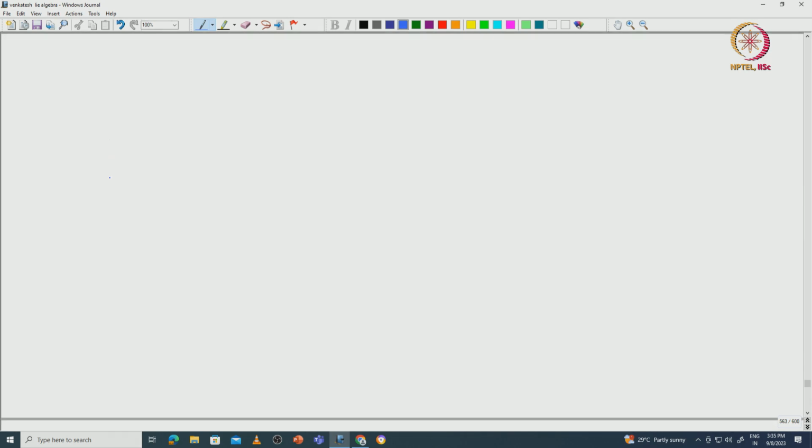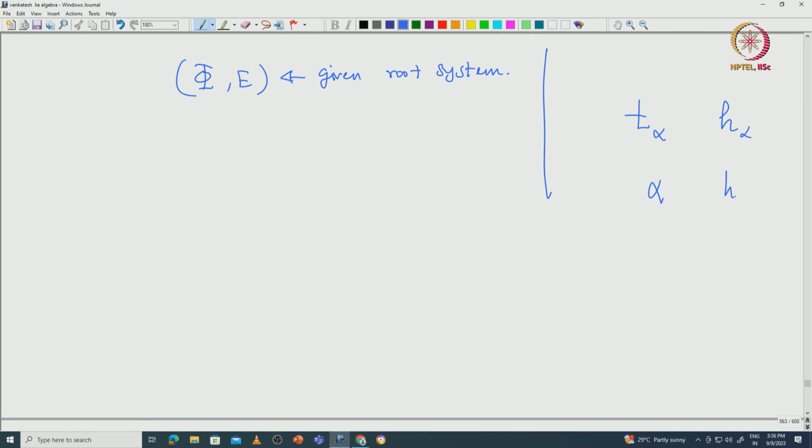So, given a root system, let us say (Φ, E), this is a given root system. Given this, one can naturally define what is called the dual root system. So what is the dual root system? For that, let us first define what are called dual roots. In a way, this corresponds to the relation between t_α and h_α, or α and h_α. This is the kind of correspondence that we are trying to imitate here.